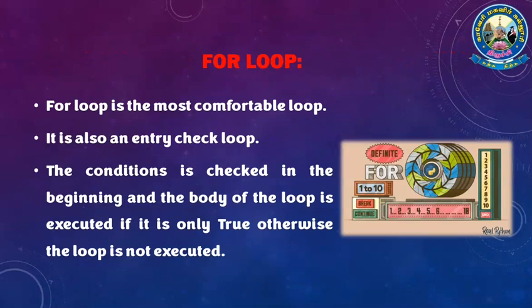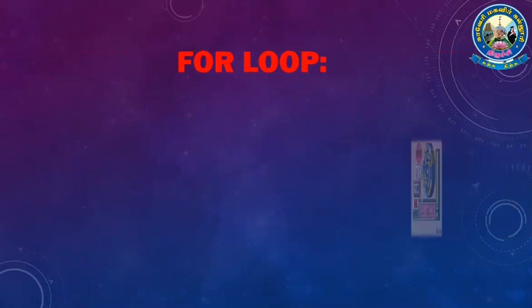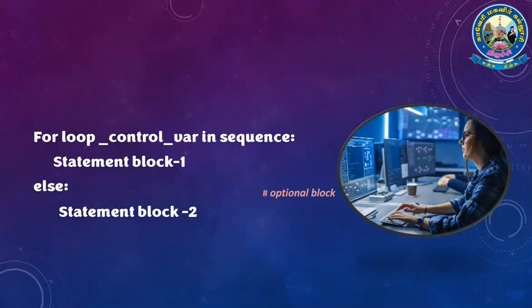For loop. For loop is the most comfortable loop. It is also an entry check loop. The condition is checked in the beginning, and the body of the loop is executed only if it is true. Otherwise, the loop is not executed. Syntax of for loop: for loop control variable in the sequence, statement block 1, else, statement block 2. The else part is the optional part in the for loop.